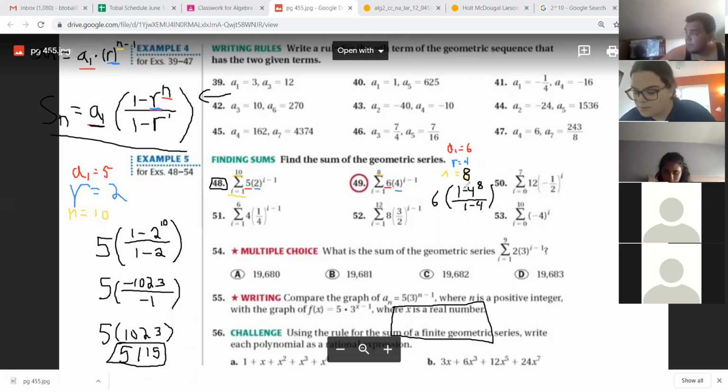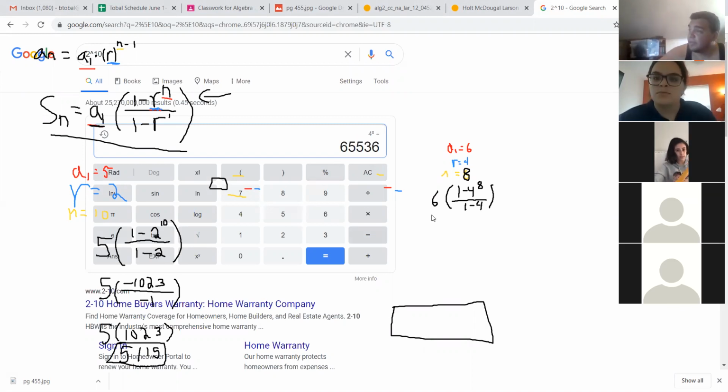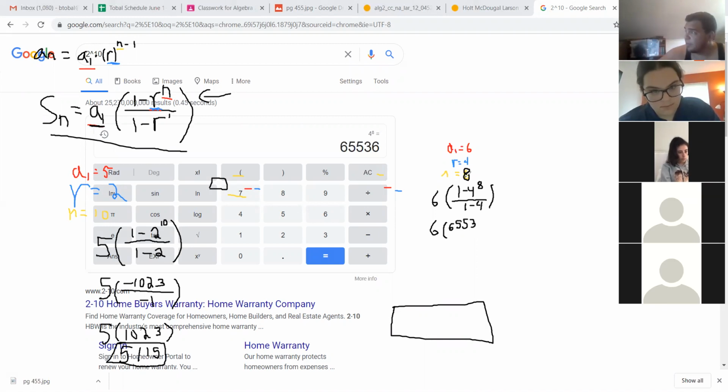Okay. On the top, 4 to the 8th power, I have no clue what that is. But 4 to the 8th power. It's 65,000 and something. It's 65,536. Thank you. So it's going to be, and let me write that down here, 6 times 65,53 Remember, we're minusing 1. So instead of 6, it's going to be a 5 right here, okay?